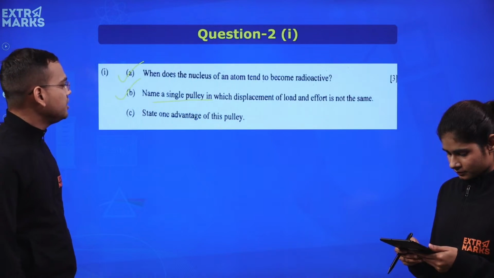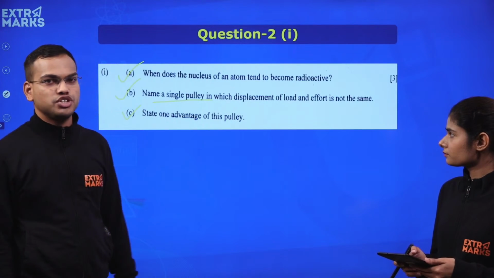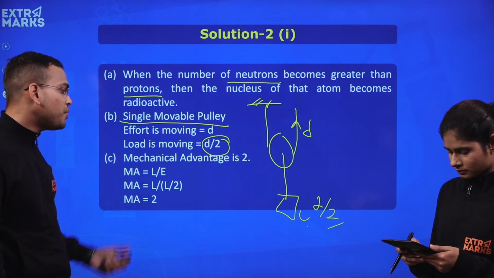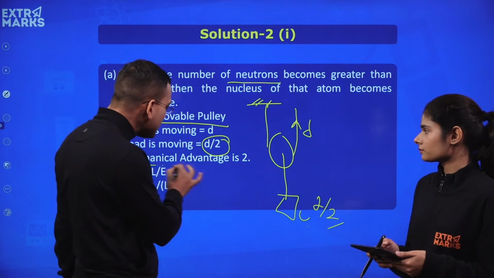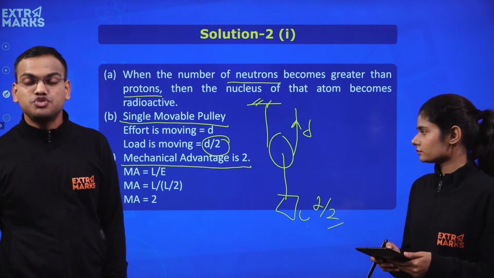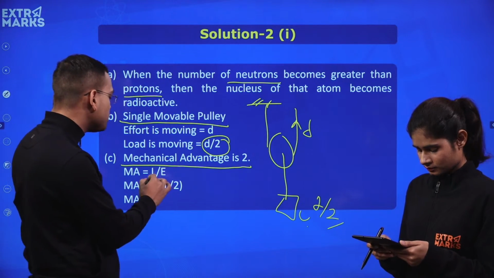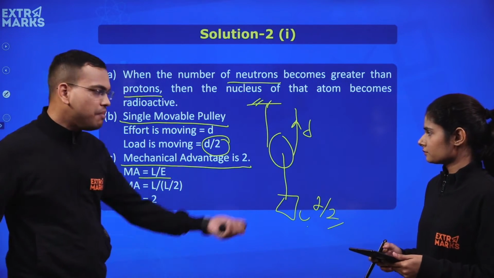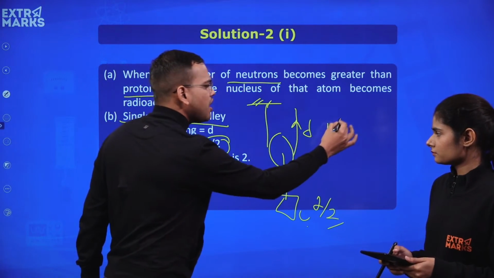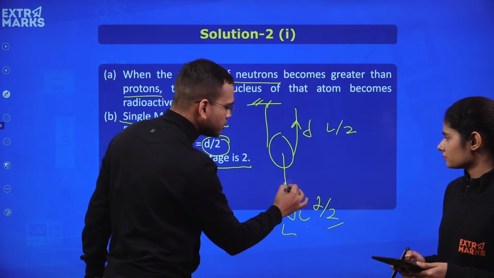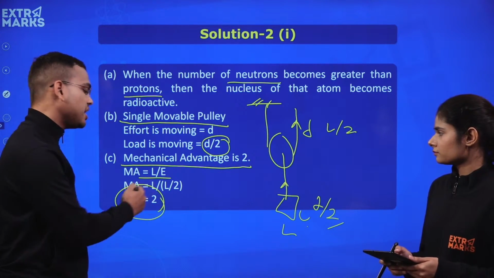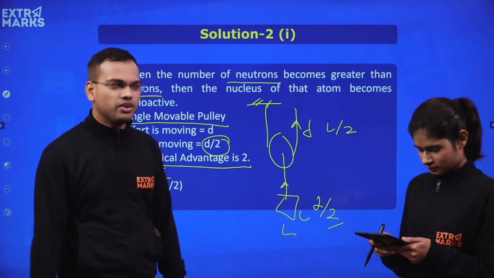Now, the third part: state one advantage of this pulley. The most important advantage is that its mechanical advantage is actually 2. Mechanical advantage is load upon effort, and if load is L, effort is L by 2. Only L by 2 effort you have to put here if the load is L. So if effort is L by 2, then you will definitely get the mechanical advantage as 2, okay?